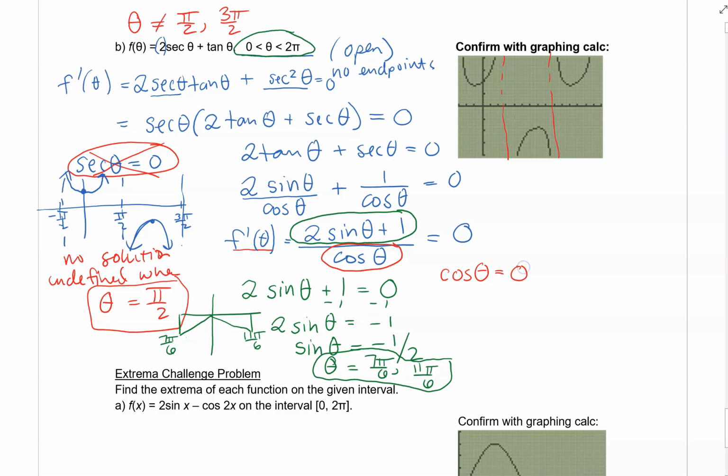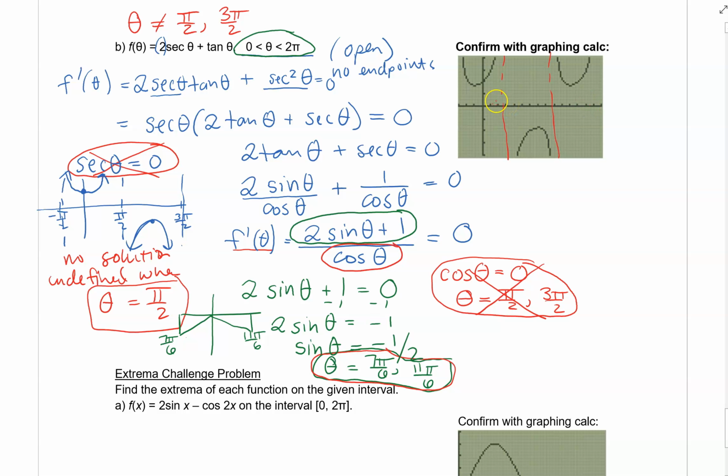But we kind of already addressed these earlier, because cosine theta is 0 when theta is pi over 2 or 3 pi over 2. But those are already not even in the domain, so they can't be critical points. So these are my two critical points, 7 pi over 6 and 11 pi over 6. Also over here, I want you to know when I was plugging this in my calculator, I made my x-axis go in terms of pi over 6.